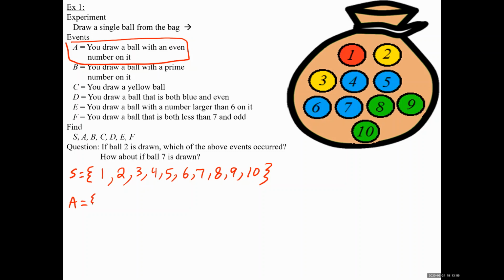So curly brackets. Whoa, okay. And then what goes in there? Someone tell me. 2, 4, 6, 8, and 10. 2, 4, 6, 8, and 10. Don't forget the commas. Don't forget the curly brackets.